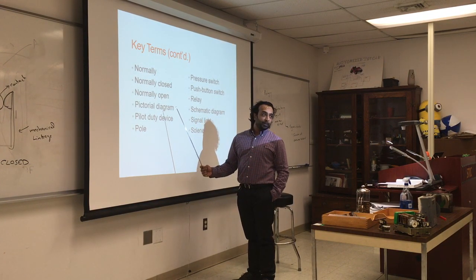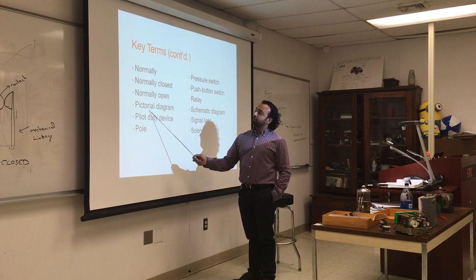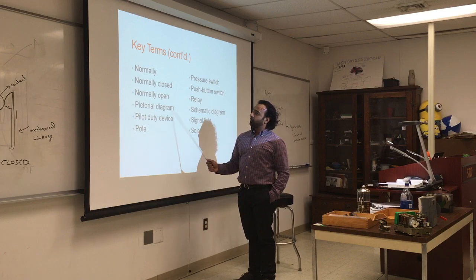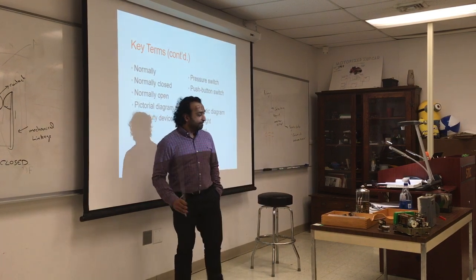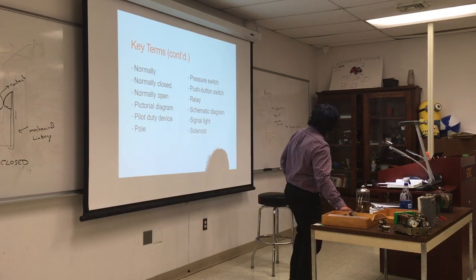Pictorial diagram: it's a combination of an installation diagram, a factual diagram and a ladder diagram. You don't need to know about that. Pole: a pole is the line of action. I might as well explain that.